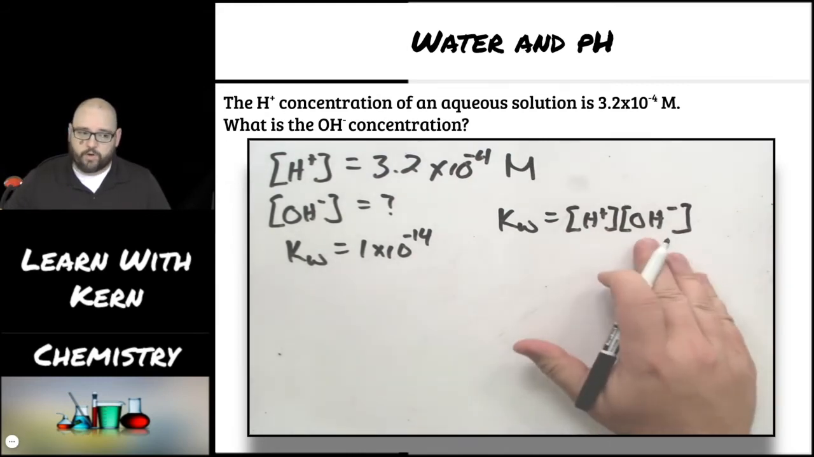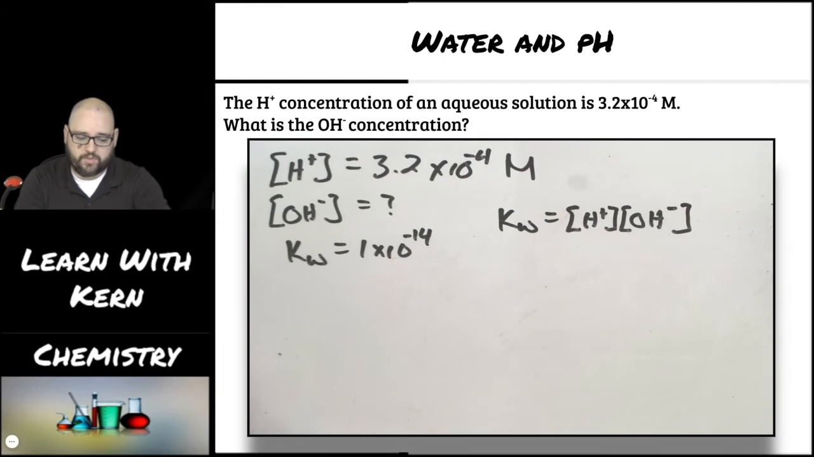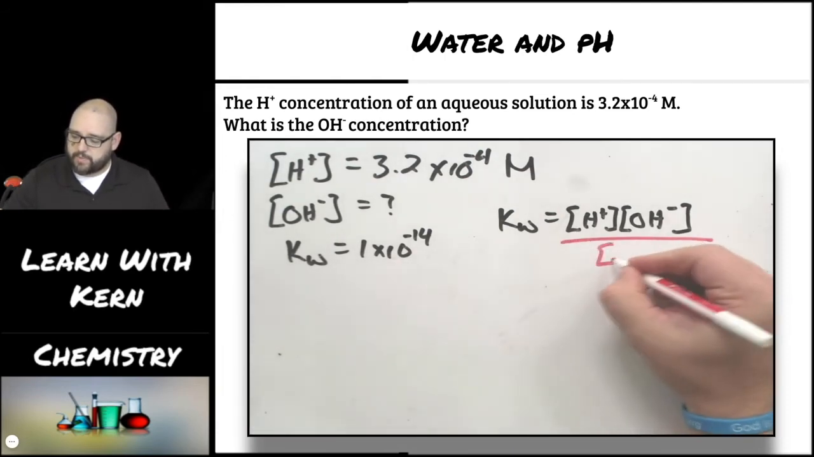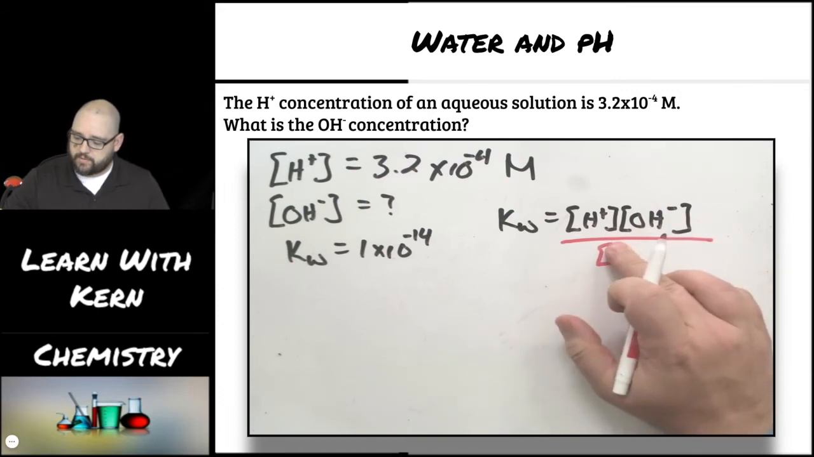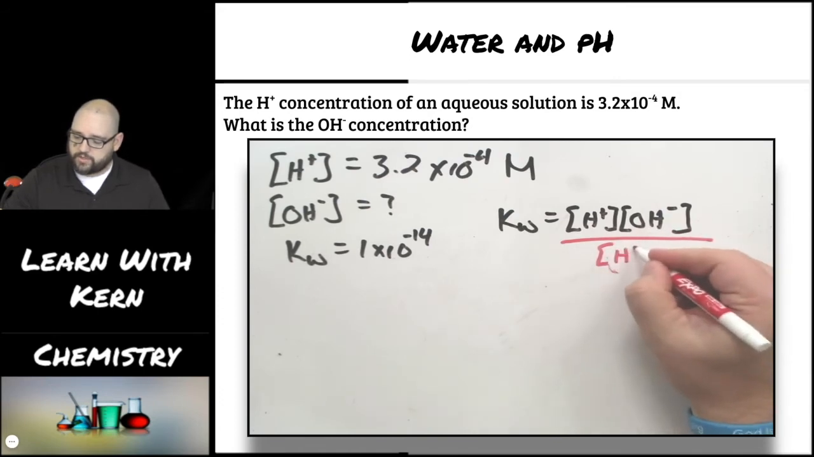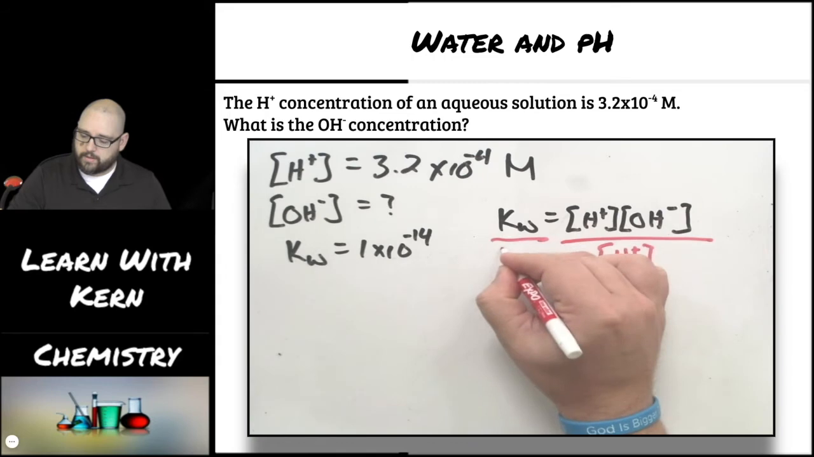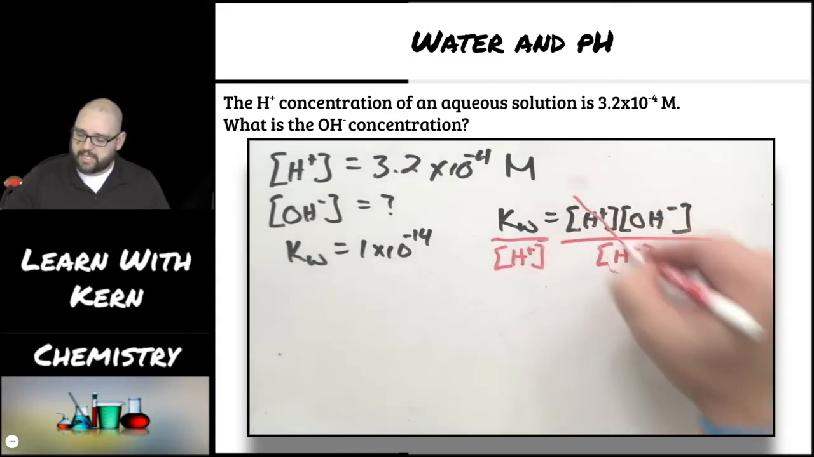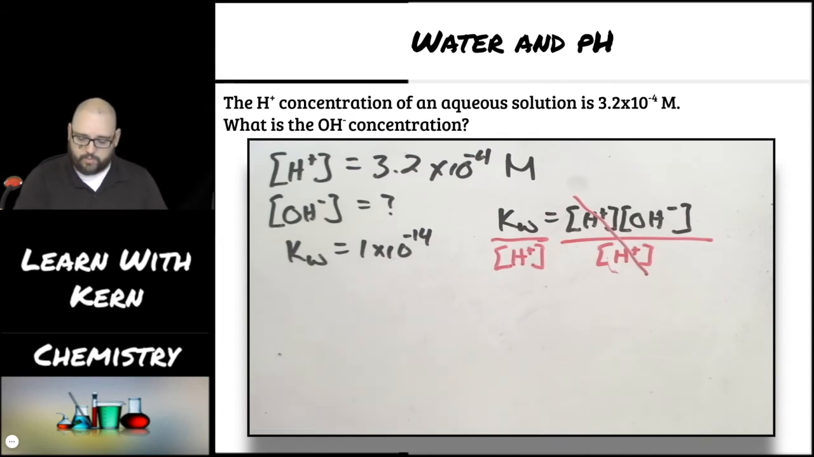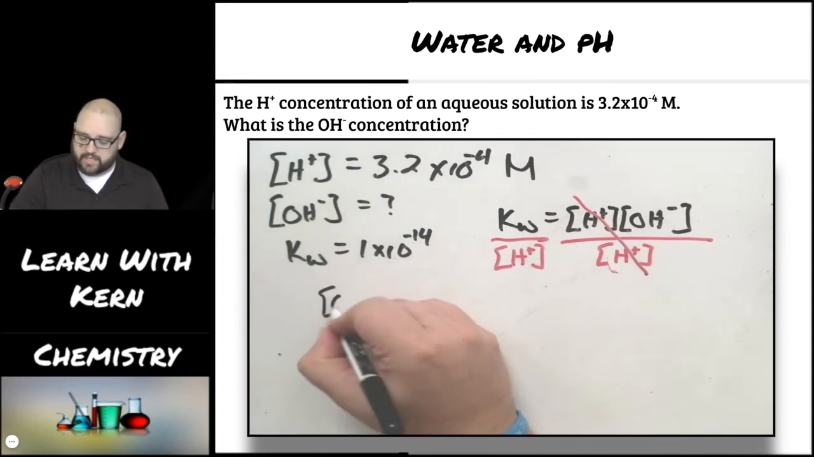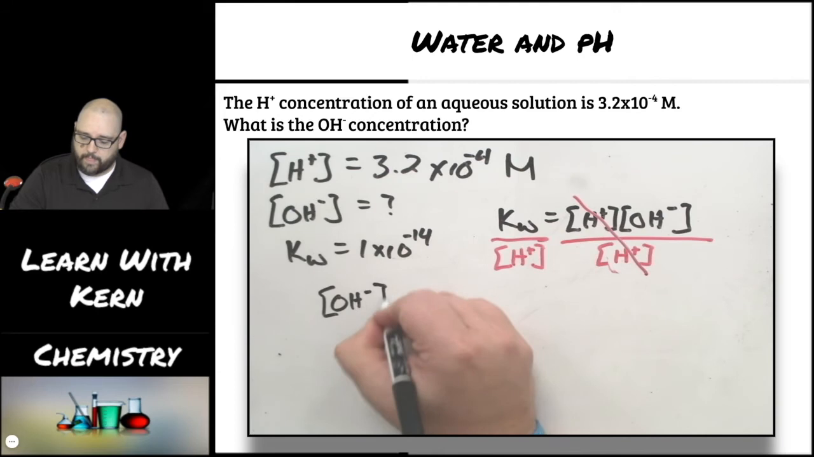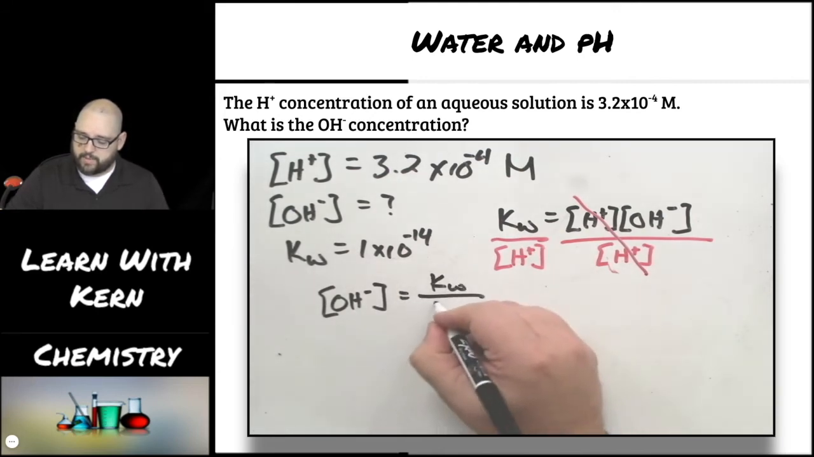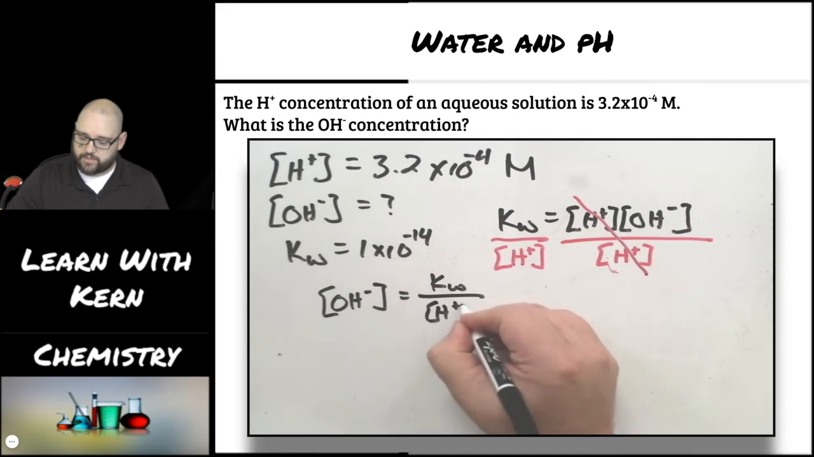So if I'm looking for OH minus, all I have to do is divide both sides by my hydrogen concentration, so that it cancels out over here. And so that would mean that my hydroxide ion concentration is equal to Kw divided by my hydrogen ion concentration.